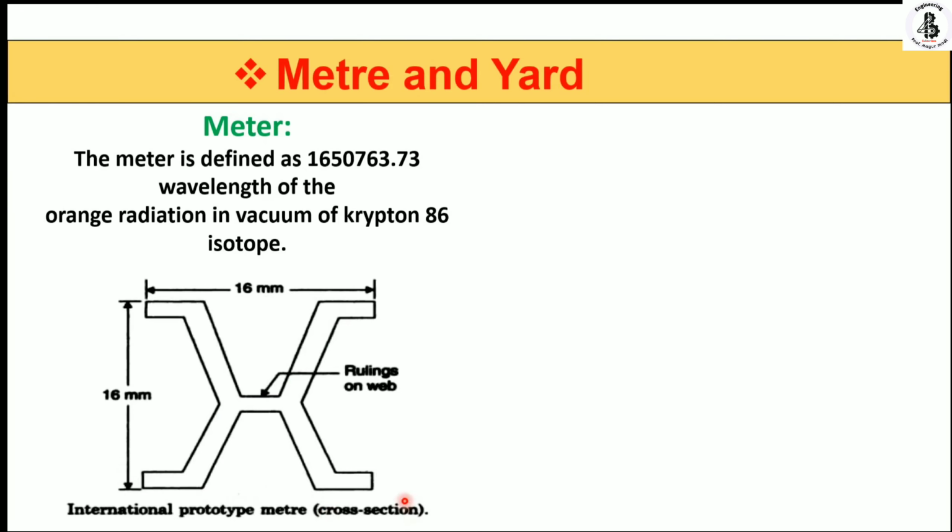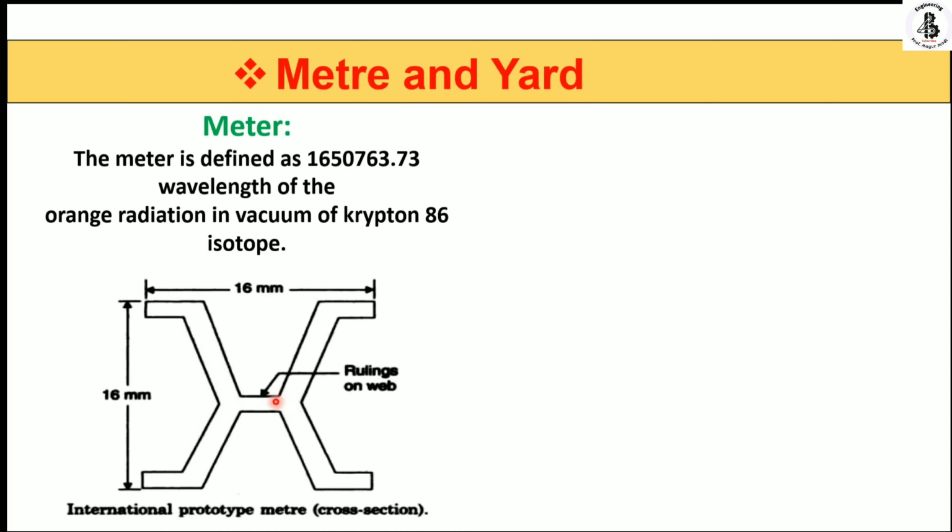That kind of cross section is found on the meters. The length of the meter is defined as the straight line distance, generally at 0 degrees centigrade, between the center portions of a pure platinum-iridium alloy. Generally around 90% platinum and 10% iridium is used, and the length is around 102 centimeters. It has a cross section of such a shape, an X kind of shape, developed for that particular meter standard.